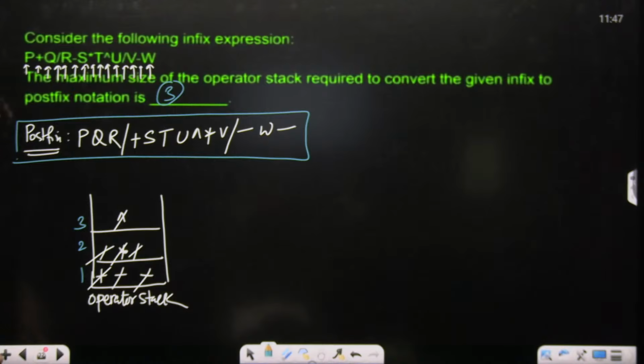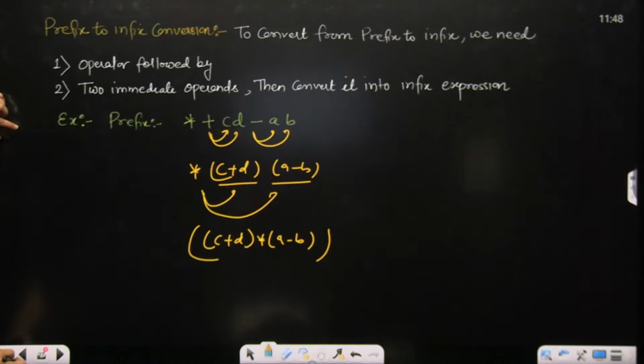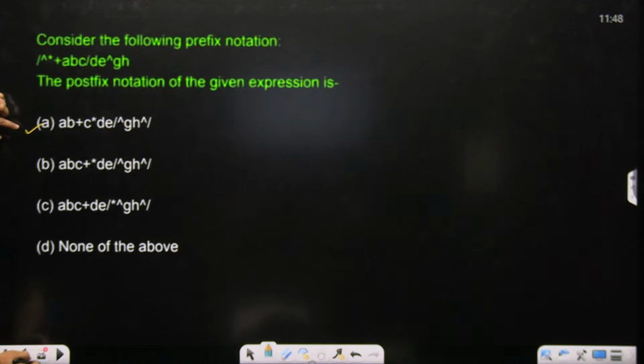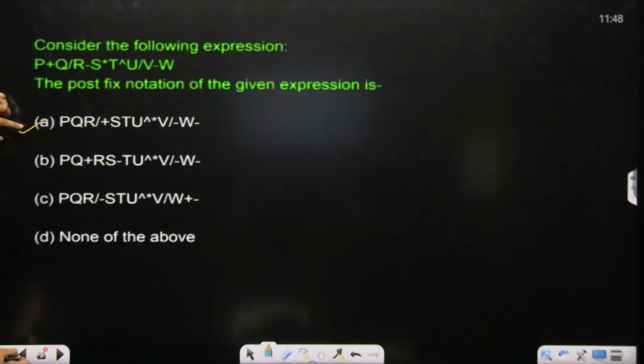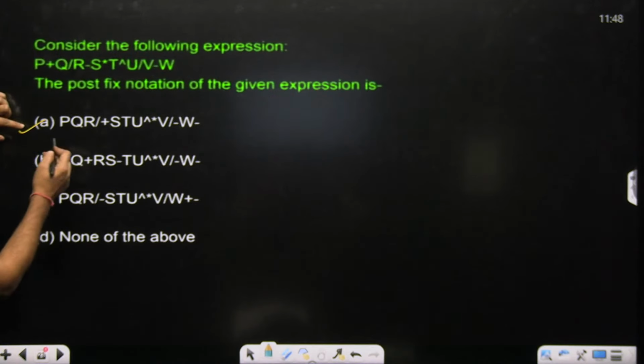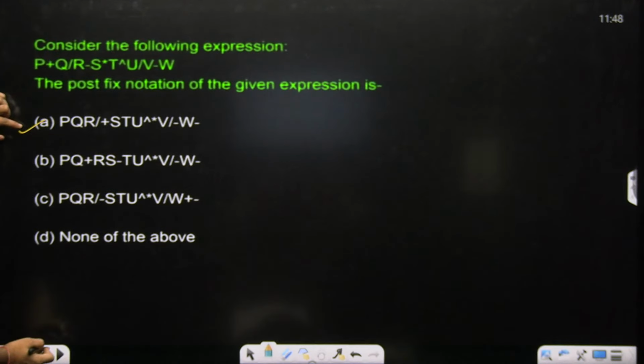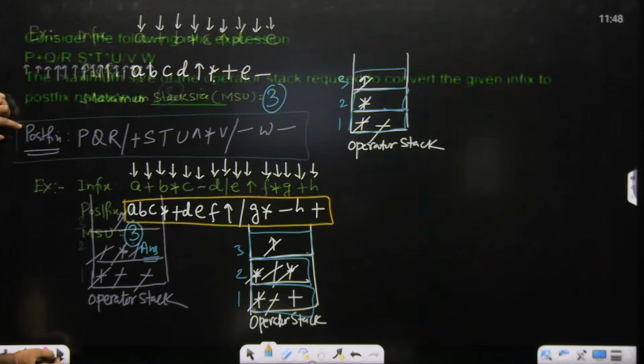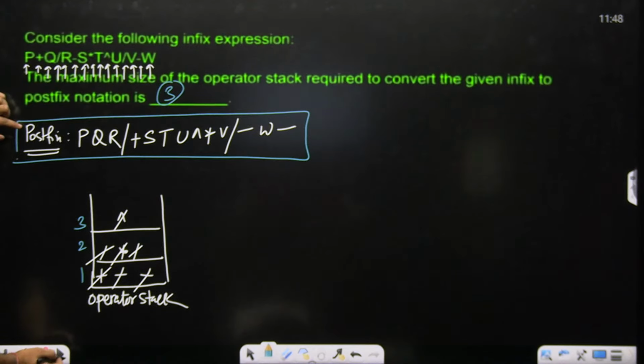You can check, this is the A option, correct, right? PQR plus, this one, right? A option. No, this one, PQRSTW. So A is the correct answer. Okay. So A is the right answer for that question.